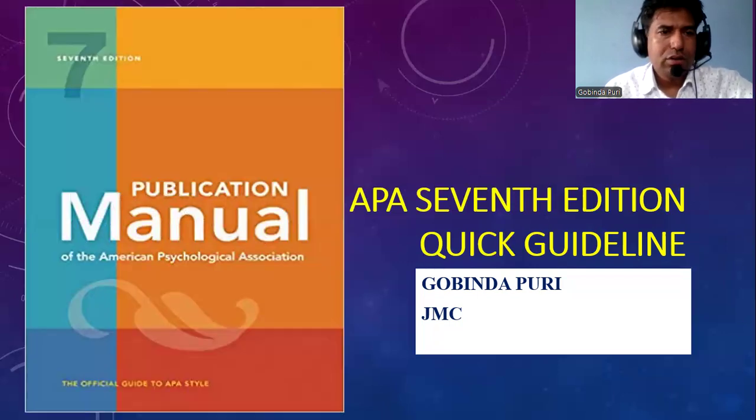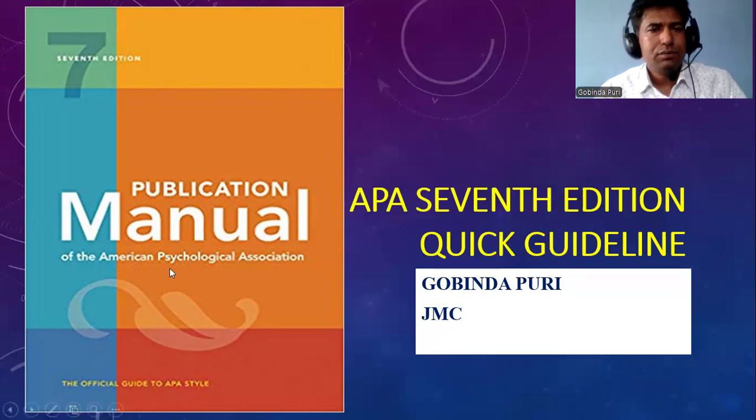This is all about the Publication Manual of the American Psychological Association, 7th edition. We have been using the 6th edition very frequently. However, we may not be familiar with the APA 7th edition. What are the different editions in the 7th version? Let me talk about this one.